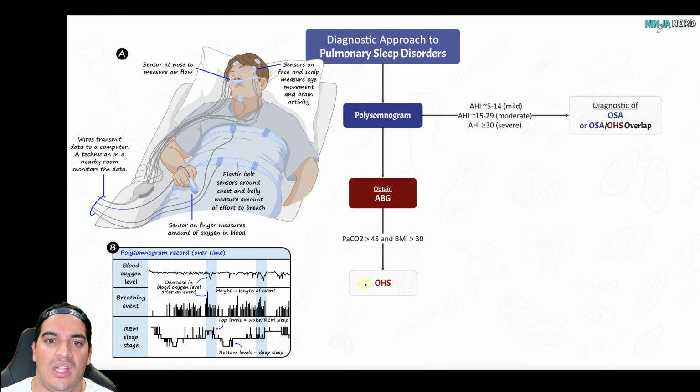Okay? So again, polysomnogram, obtain the AHI. If it's greater than 5, it's diagnostic of OSA or OSA-OHS overlap. The higher it is above 5 determines the severity, as we see here. Get an ABG during the daytime, as long as you've ruled out other disorders and the PaCO2 is really high and they have a high BMI, it may be suggestive of OHS. All right, how do we treat pulmonary sleep disorders?